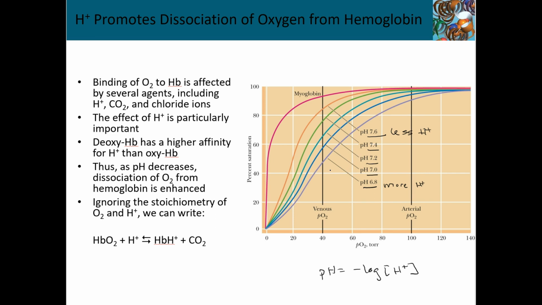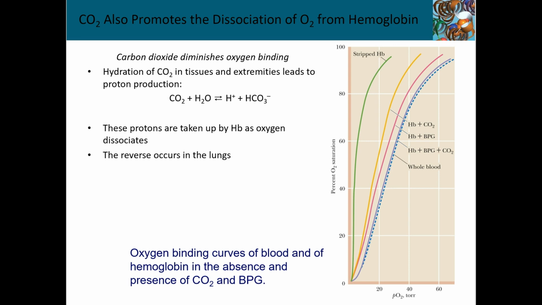And this is a little bit of a simplification because it's not good for stoichiometry, but you can see here that we have this equilibrium between the oxyhemoglobin and proton and the deoxyhemoglobin and CO2. So CO2 also promotes the dissociation of oxygen from hemoglobin.